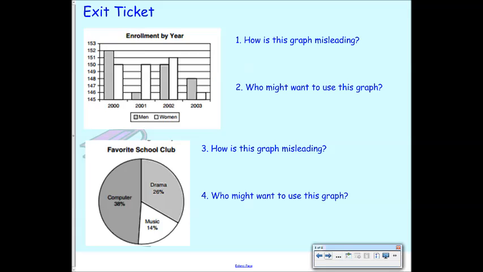All right, so go ahead and do these 4 on your exit ticket, and then that's it.